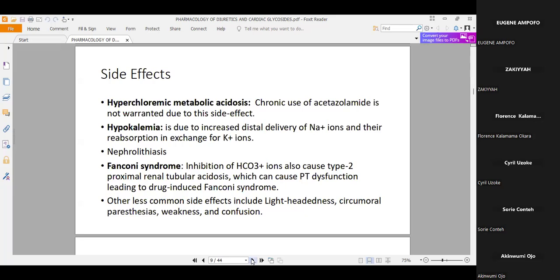Side effects include hyperchloremic metabolic acidosis, hypokalemia, nephrolithiasis, and it causes Fanconi syndrome, because inhibition of the bicarbonate ion can also cause type 2 proximal renal tubular acidosis, which can lead to dysfunction of the proximal convoluted tubule, leading to drug-induced Fanconi syndrome. Other less common side effects are light-headedness, circummoral paresthesias, weakness, and confusion.